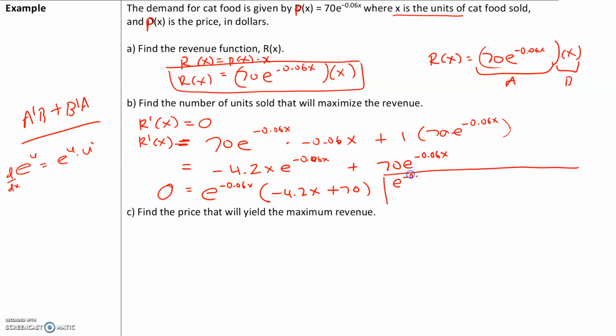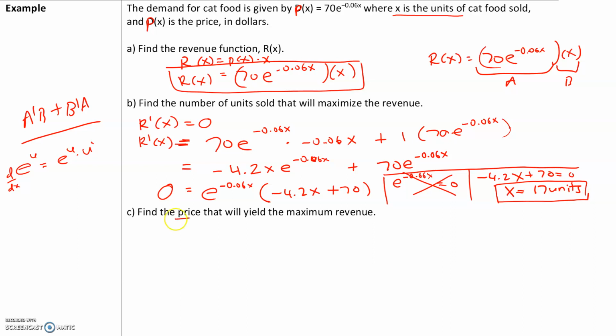Either e to the negative 0.06x has to be 0, which can't happen because e to anything is always going to be greater than 0. It can't ever equal 0. That's not going to work. Or negative 4.2x plus 70 is equal to 0. So for that, we subtract 70, divide by 4.2, and we're going to get x equals 16.67, which we're going to round up to 17 units, because we can't sell 16.67 units. So 17 units is what's going to maximize the revenue.